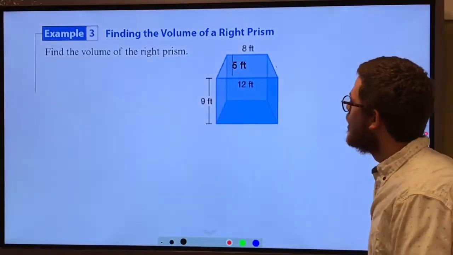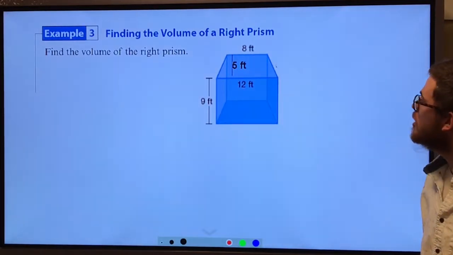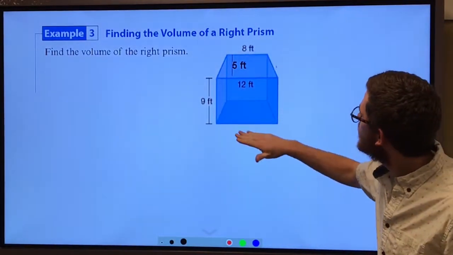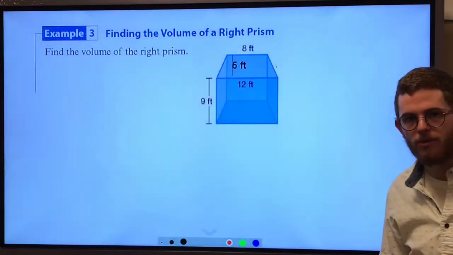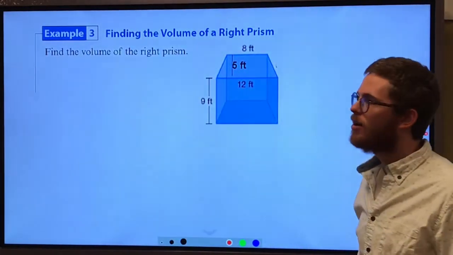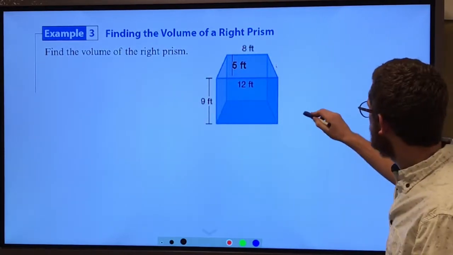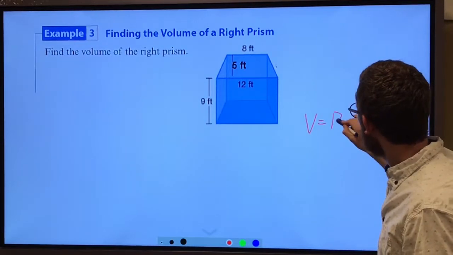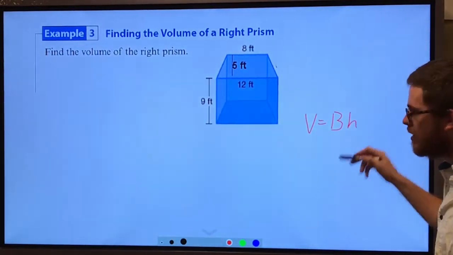Great. Find the volume of this right prism. Well, notice here that the base on the top and the bottom is actually a trapezoid. So remember, to find the volume of a prism, it's the area of the base, capital B, times the height.